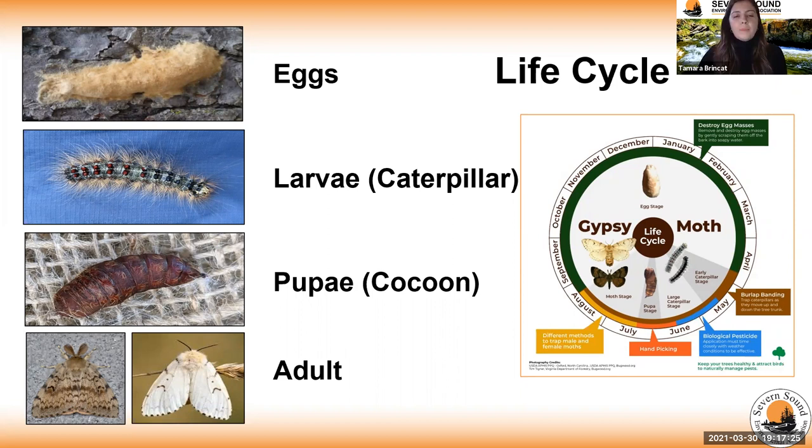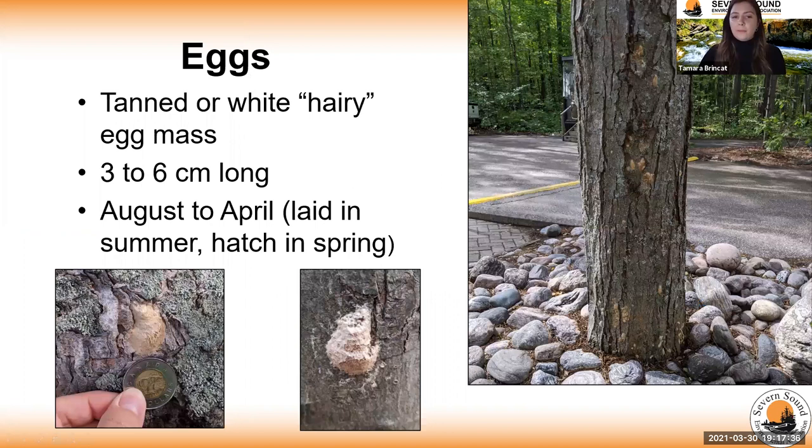So the first stage of gypsy moth is their egg stage, and this is where the gypsy moths are currently at in their life cycle. So you'll notice these egg masses on your trees now. The female moths will lay their eggs in late summer, typically around August, and then they will overwinter in these egg masses and then hatch around early spring, so April to May. And this again depends on climate conditions.